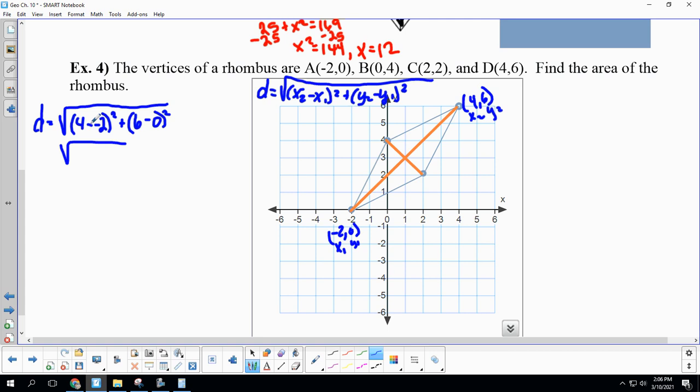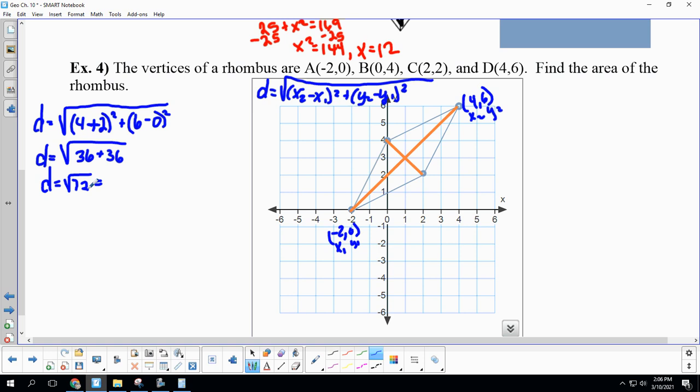I'm going to simplify these. 4 minus a -2 is a positive. 4 plus 2 is 6. 6 squared is 36. 6 minus 0 is 6. 6 squared is 36. 36 plus 36 is 72. And I'm just going to leave it as square root of 72. You can change it.